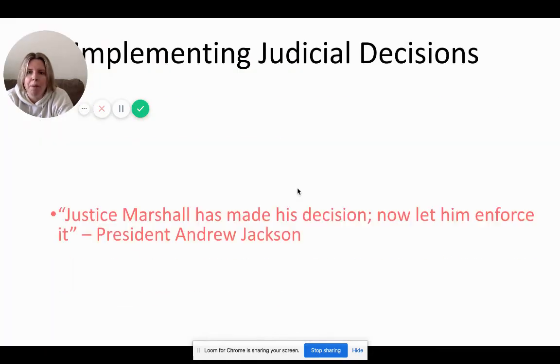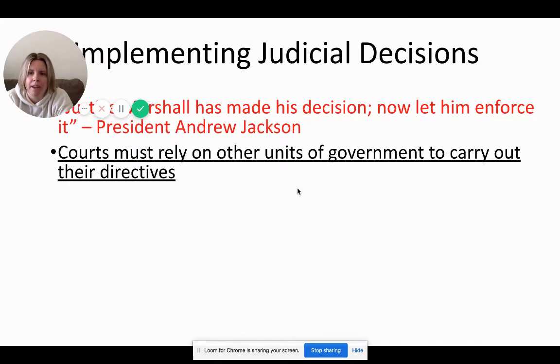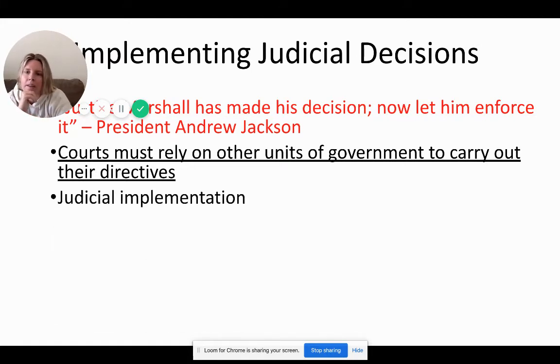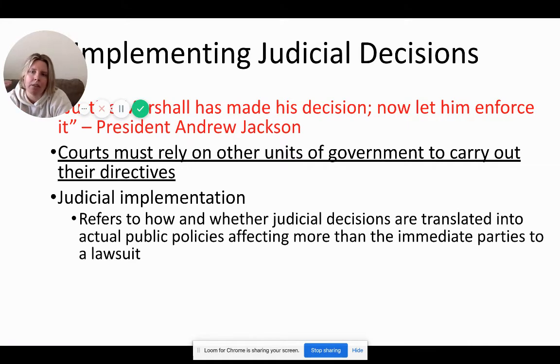Okay, so implementing judicial decisions. There's the quote right there. Remember that courts must rely on other units of government to carry out their directives. They are just judges in robes who write down opinions. That's it. They don't have money. They don't have power as far as actual execution power to enforce. They don't really have an army or anything like that to make sure that we're actually going along with what they say. So implementing laws is up to Congress and the president, and implementing judicial decisions is up to Congress and the president, basically.